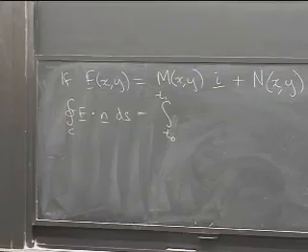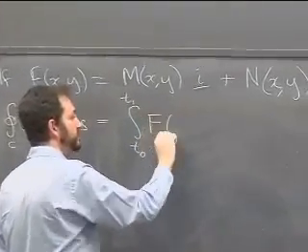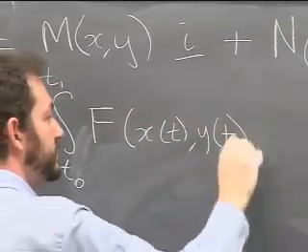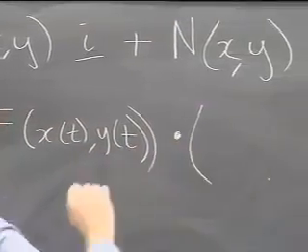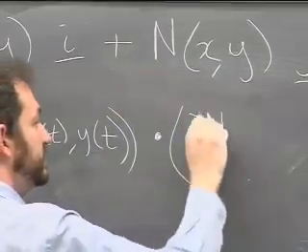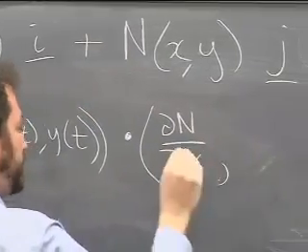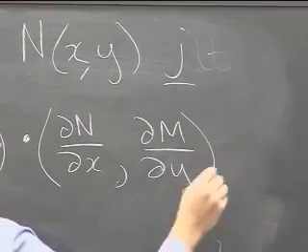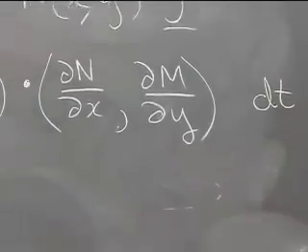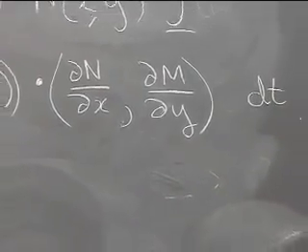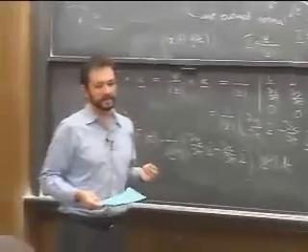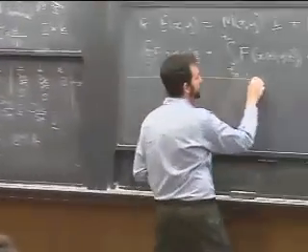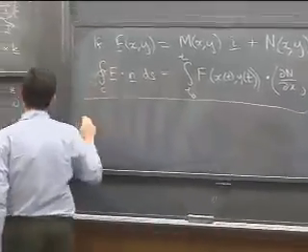Integral from t0 to t1, I need f of x of t, y of t, dot dn dx, dm dy. And this is all in terms of t. Now, things have gotten sufficiently complicated that I ought to introduce what's called differential forms. So instead, let's not have so many dt's around and look at forms.